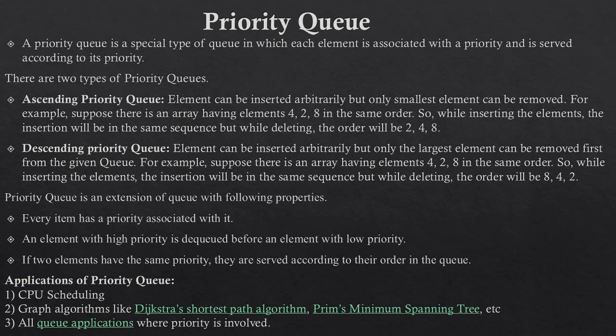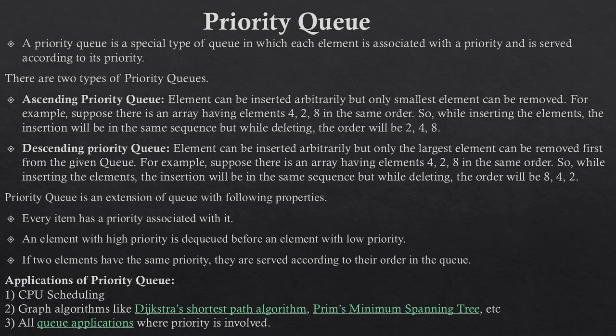it is an extension of queue with the following properties. Every item has a priority associated with it. An element with high priority is dequeued before an element with low priority. If two elements have the same priority, they are served according to their order in the queue.